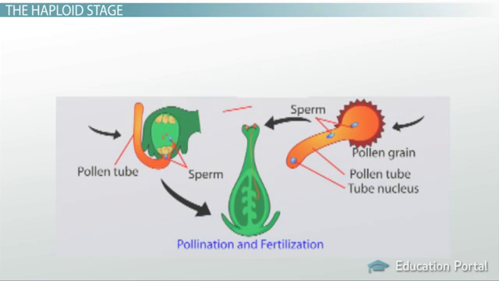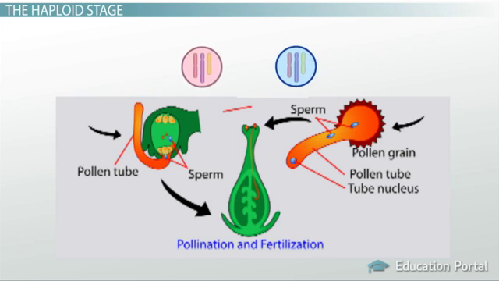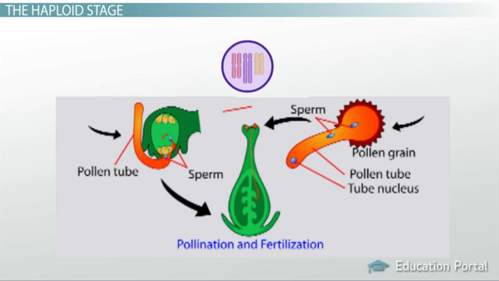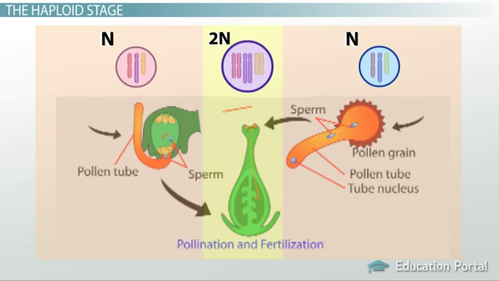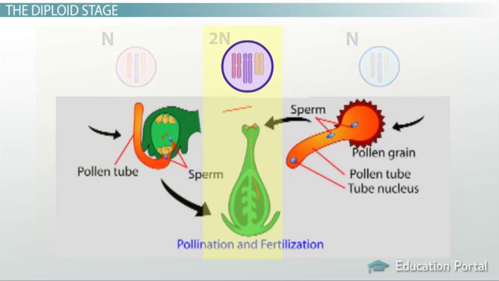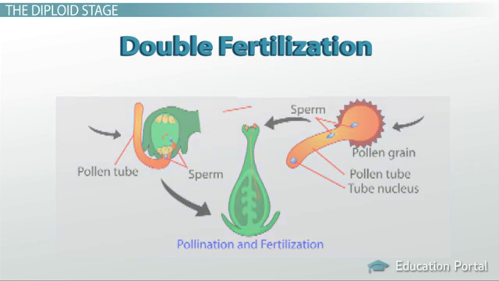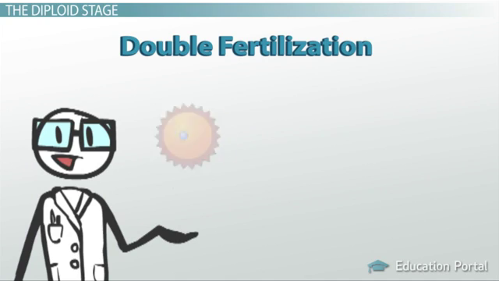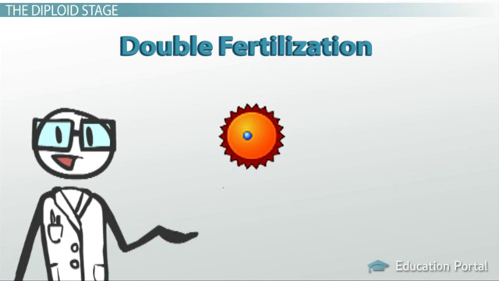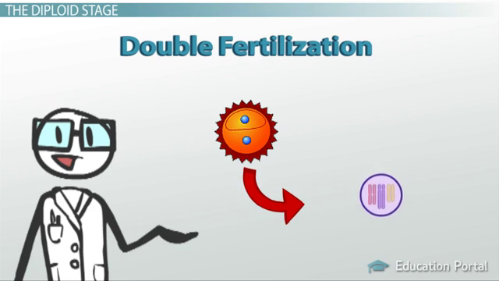Pollination will occur when the pollen grain lands on the female structures in the flower. However, until fertilization occurs, the union of the egg and sperm, the cells remain in the haploid stage. As with most plant life cycles, the diploid stage starts once an egg has been fertilized by a sperm. However, in angiosperms, there's a twist to this normal fertilization known as double fertilization. Rather than just containing one sperm cell, each pollen grain contains two sperm cells. One of these haploid sperm cells fertilizes the haploid egg, making a diploid embryo.